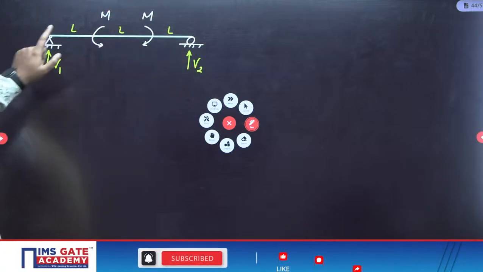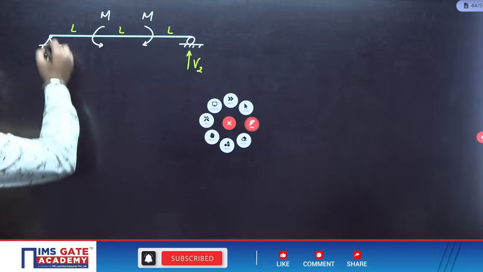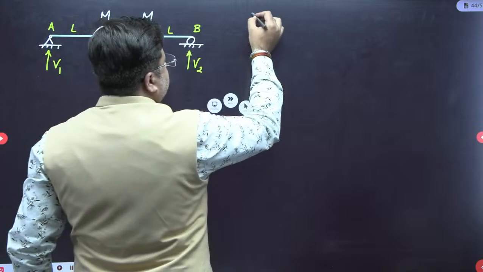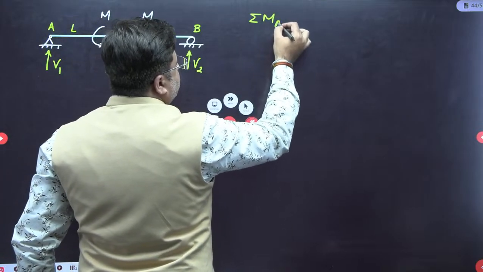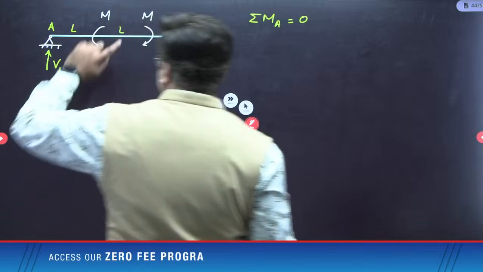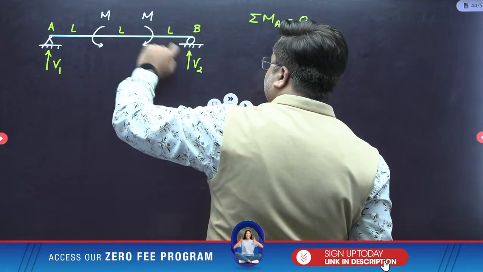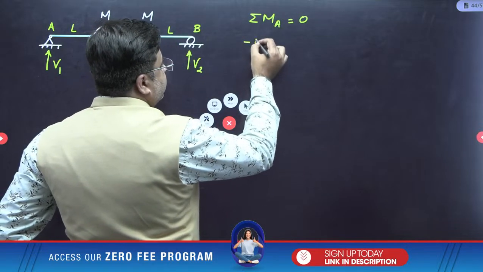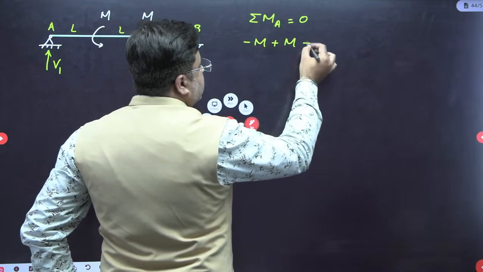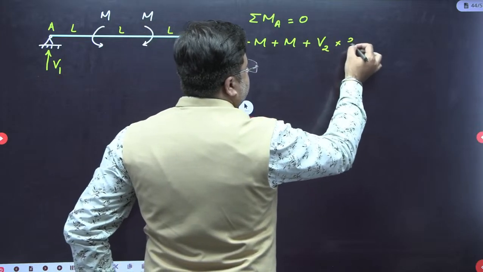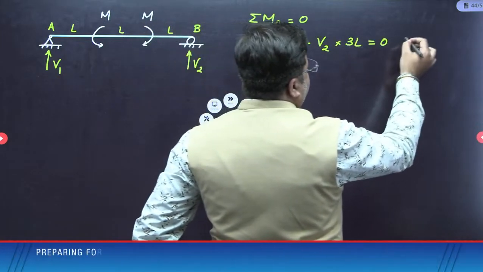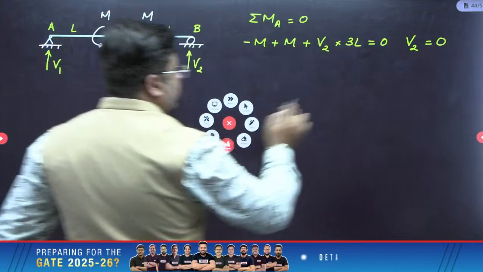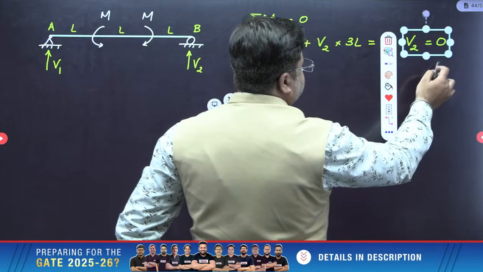So the first thing is to find out the support reactions. Say this point is A, this point is B. So write down summation of moment about A equal to 0. First you have this anti-clockwise M, then you have clockwise M, and V2 into 3L. So minus M plus M plus V2 into 3L equals 0. From here, the value of V2 is equal to 0.